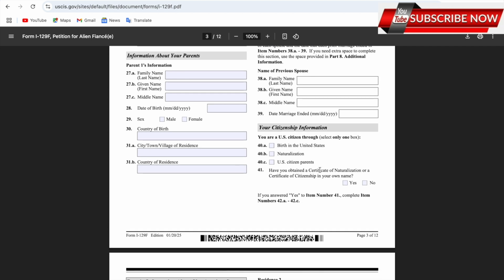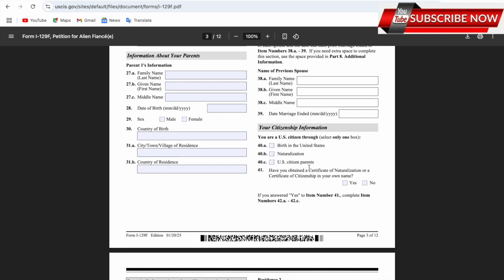And it says your citizenship information. So how did you become a US citizen? You need to select one of these. So if you are born in the United States, you select it. If you are naturalized, if you were born in a different country and you came into the United States, you got your green card, waited for 5 years, and you applied for the citizenship, and you went for the interview and you passed, and you went for the ceremony and you are given the naturalization certificate, you click on it.